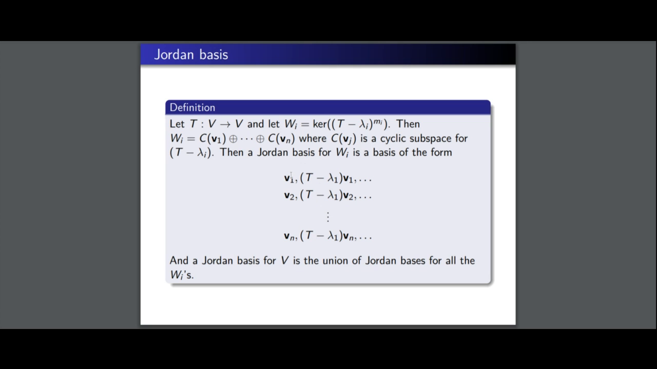And then we get a Jordan basis for each Wi. And then we combine them all to get a big, huge Jordan basis for T.